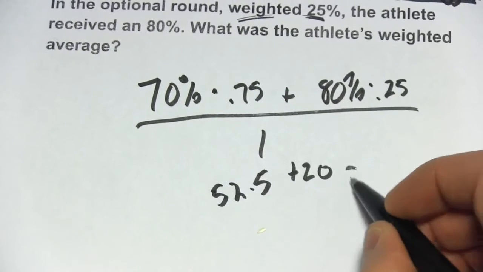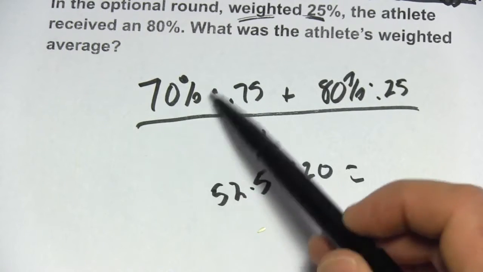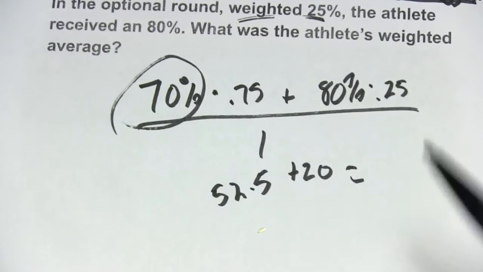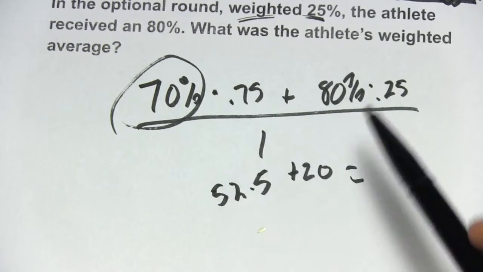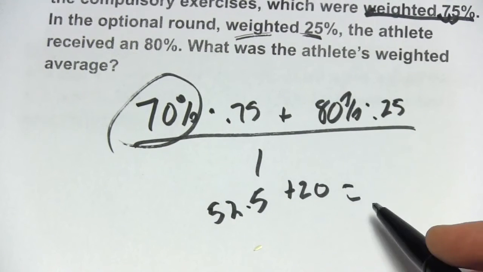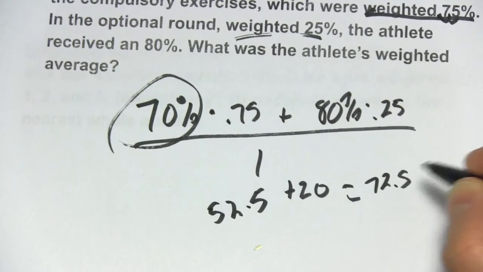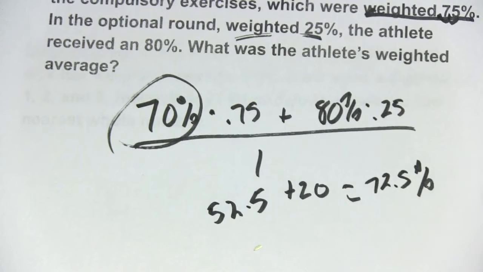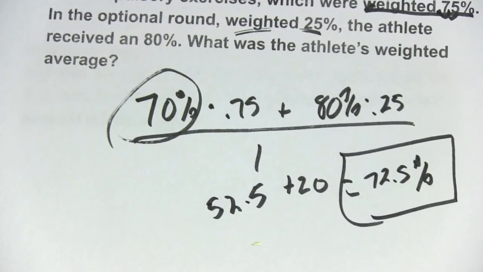Now before we finish the addition, let's think about this. Most of her score, 75% of her score, came from that 70% score. So it's going to be closer to 70 than 80, or it should be if we did this right. The 80 is only worth 25%. So 52.5 plus 20 is 72.5, and her score was in percent, so it's 72.5% that she scores. So that is a little bit of work with weighted average.